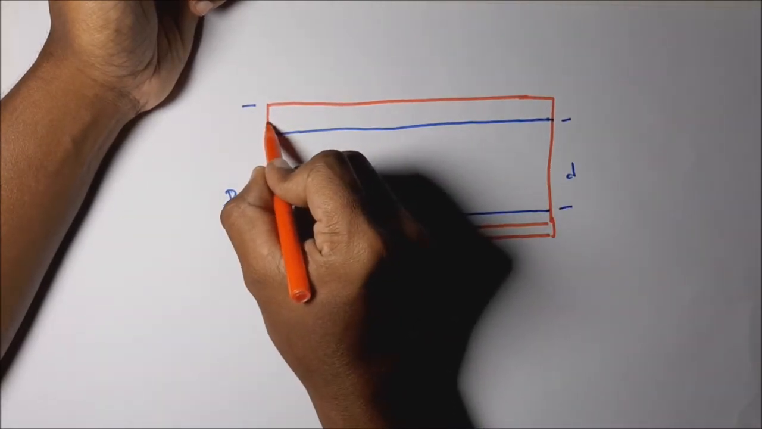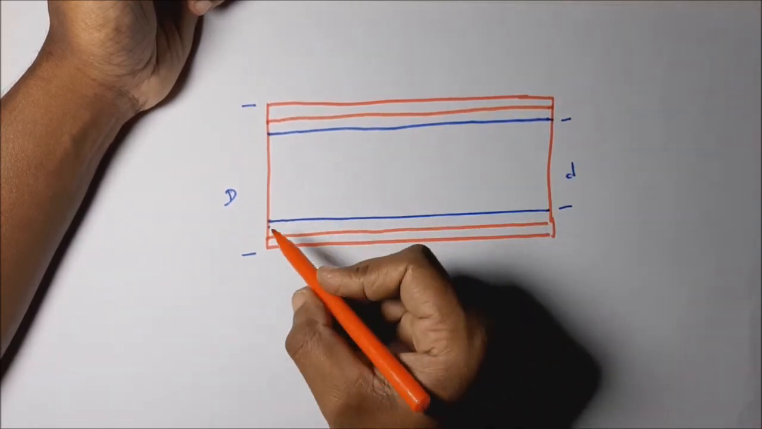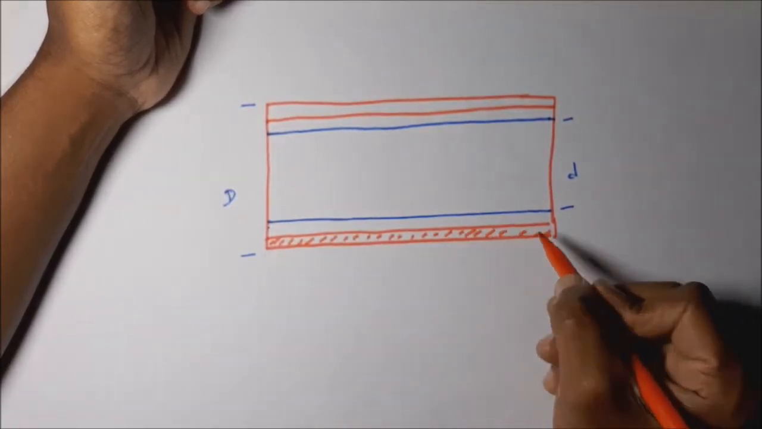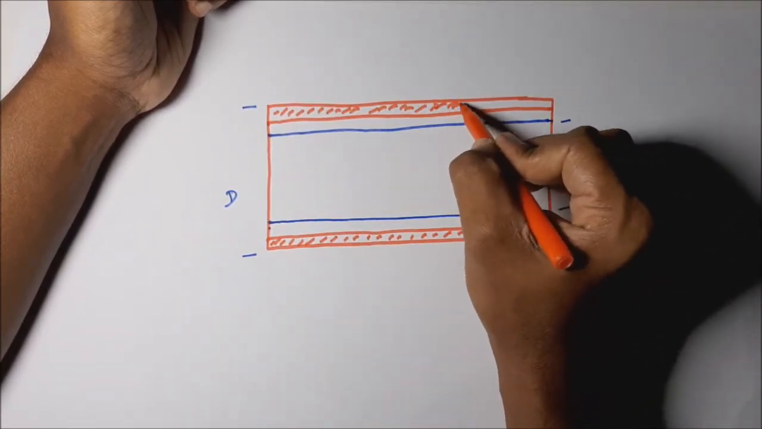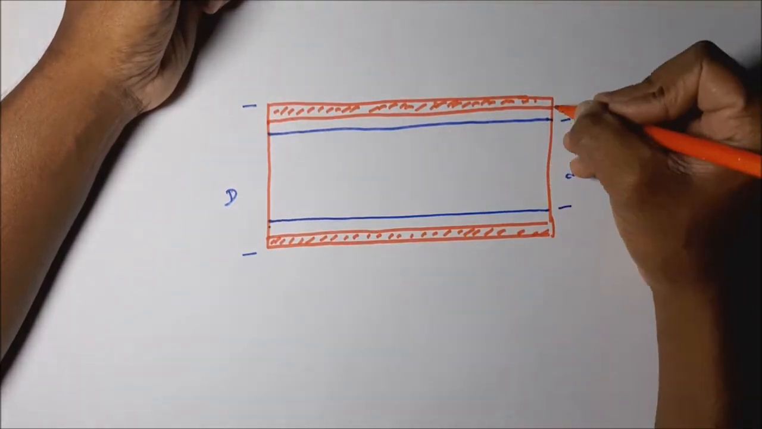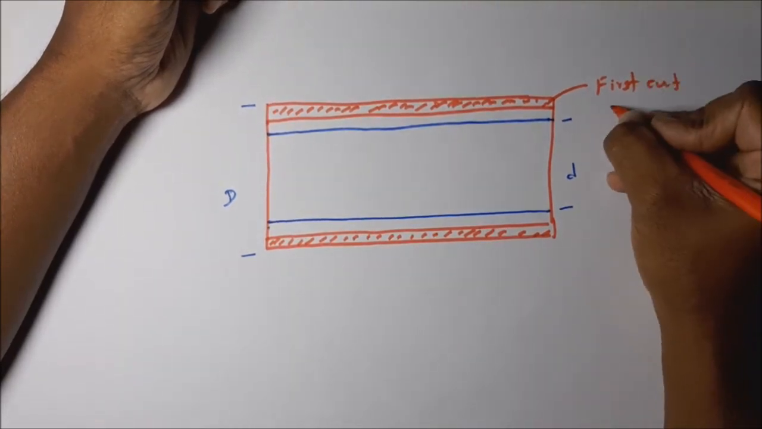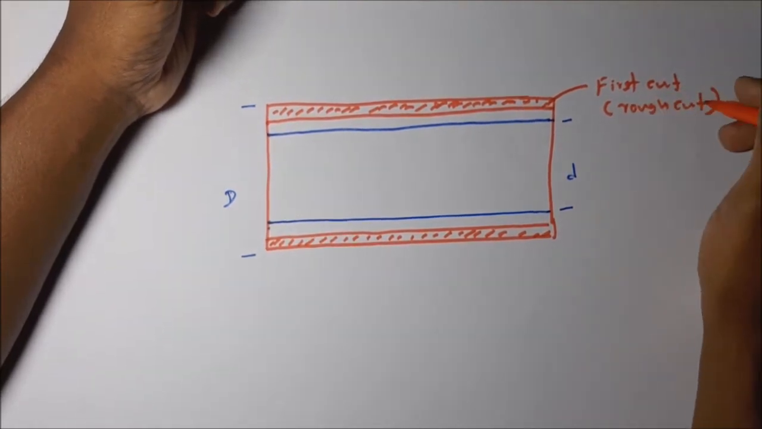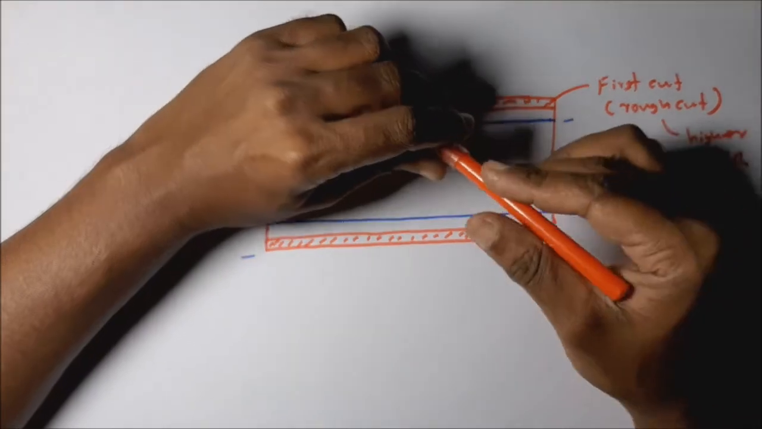Normally, higher depth of cut with lower cutting speed. In this operation, we are not going to obtain the surface finish. So we are mainly obtaining a higher material removal rate in order to reduce the total machine time. This is the first cut, that is called the rough cut. In rough cutting, we are obtaining a higher material removal rate.